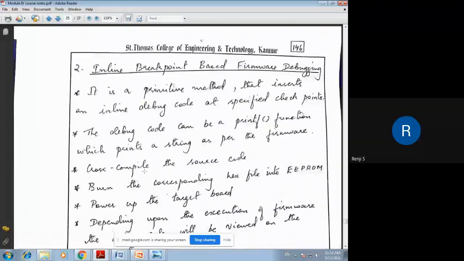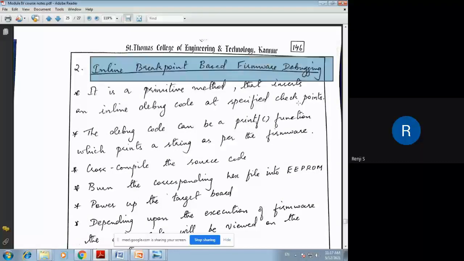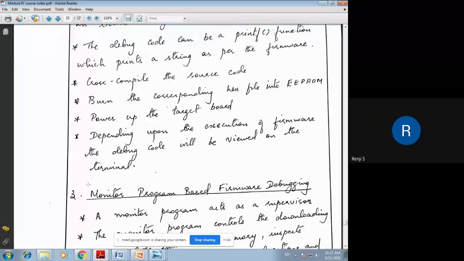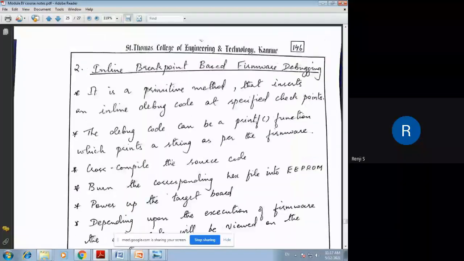The second method I missed out. The second method was inline breakpoint based firmware debugging. The one that we discussed now was monitor program based firmware debugging, that is the third method. The second method is inline breakpoint based firmware debugging.